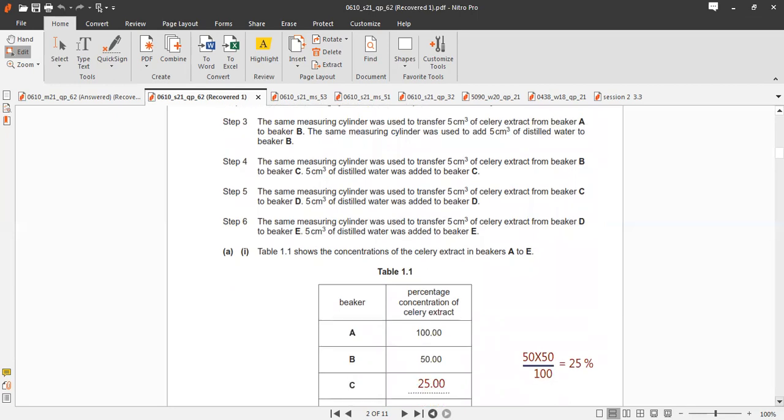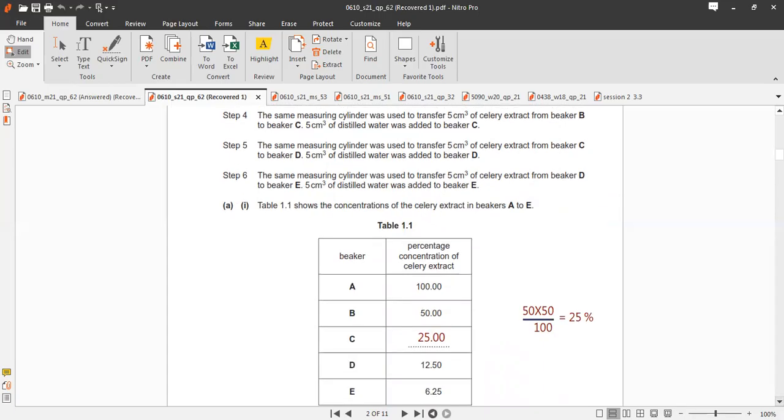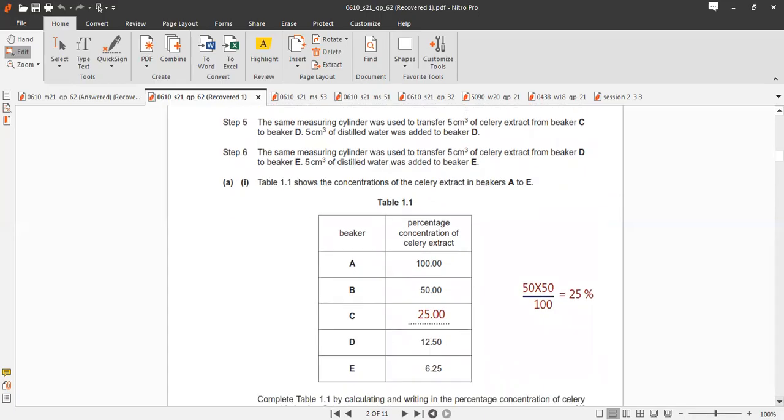Table 1.1 shows the concentrations of the celery extract in beakers A to E. Beaker A, B, C, D, E. Percentage of concentration of celery extract: 100%, 50%, C, 25%. You multiply 50 over 100 equals 25%. D, 12.5%, E, 6.25%.